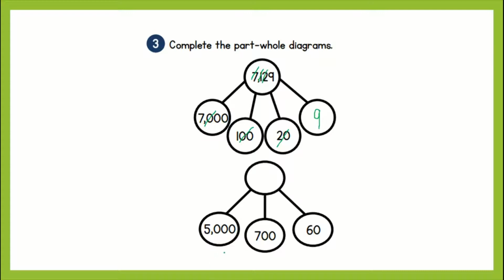Now for this one, 5,000 would be 5 in the thousands column. 700 would be 7 in the hundreds column. 60 would be 6 in the tens column. And we don't have any ones, so we fill the space with a 0.